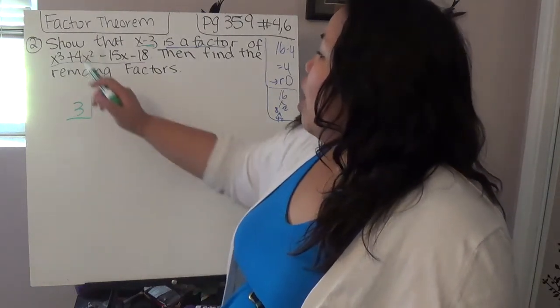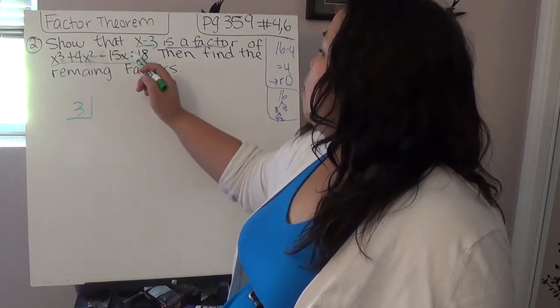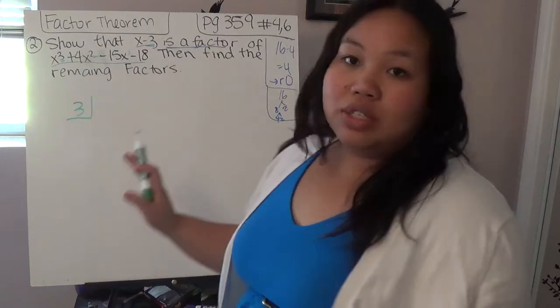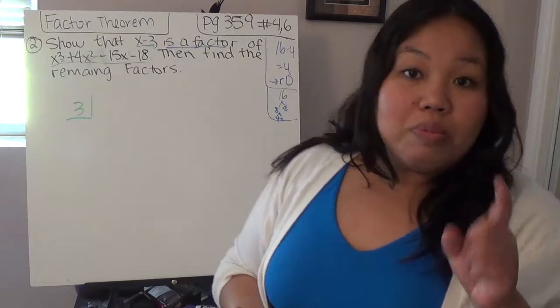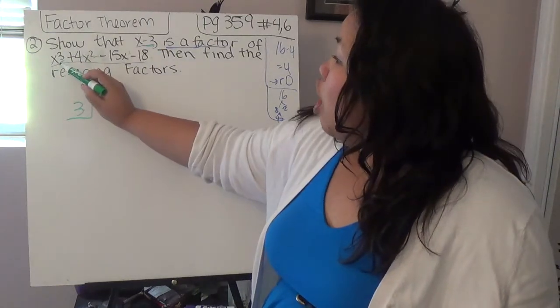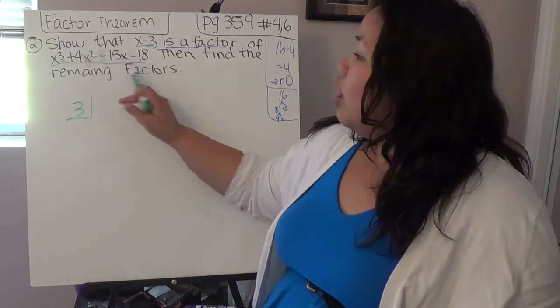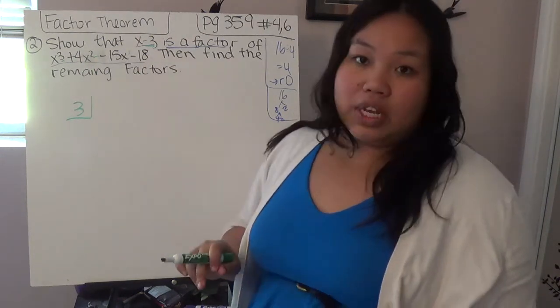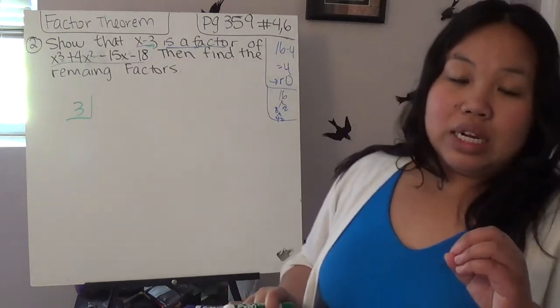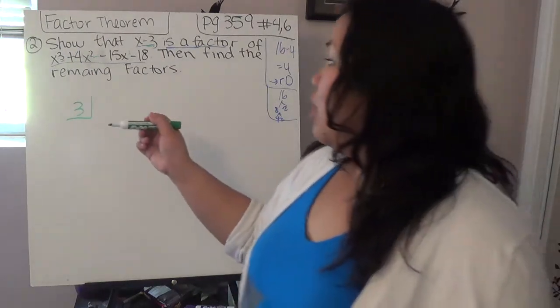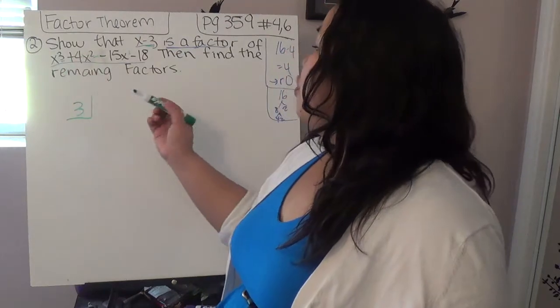Now I have x cubed, x squared, x, and x to the 0, so that means I have all my places, so I don't have to put a 0. Remember that if it went from x cubed and didn't have an x squared and went straight to x, I would have to put a 0 in place of x squared in synthetic division. So don't forget to do that if necessary. In this case, it's not necessary. I just need to take all the coefficients.